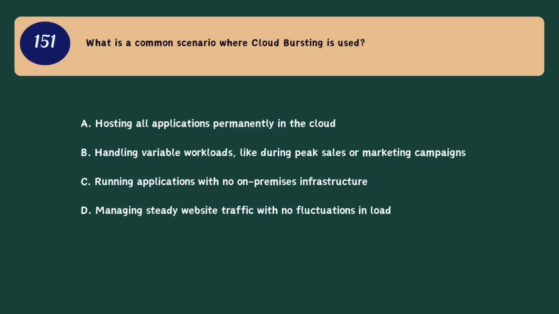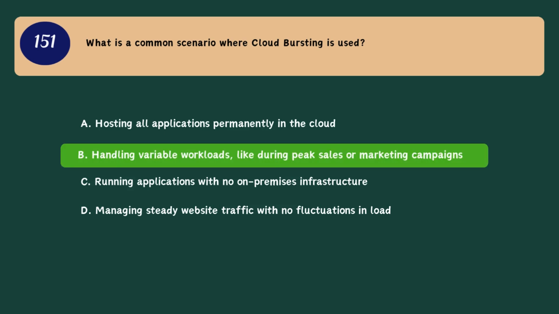Question 151. What is a common scenario where cloud bursting is used? A. Hosting all applications permanently in the cloud. B. Handling variable workloads, like during peak sales or marketing campaigns. C. Running applications with no on-premises infrastructure. D. Managing steady website traffic with no fluctuations in load. Correct answer. B. Handling variable workloads, like during peak sales or marketing campaigns.